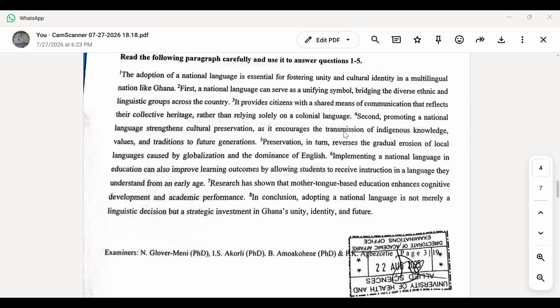So topic sentence, number 1. 2 is a major support sentence. 3 is a minor support sentence. 4 is a major support sentence. 5 is a minor support sentence. 6 is a major support sentence. 7 is a minor support sentence. And 8 is the conclusion statement. Well, that's somebody's idea. Any other answer from the class?